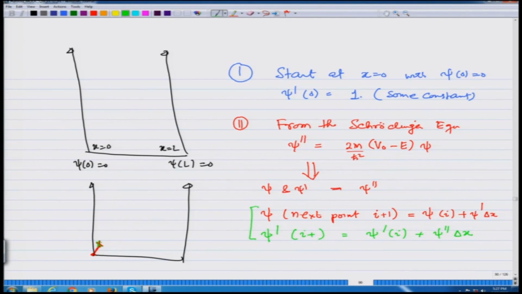From here, I again build my solution to the next point, and from that to the next point, and so on. I can keep building the solution. Because I am keeping terms only up to the first order, I have to make sure that this delta x is really small so that the second order can be neglected.